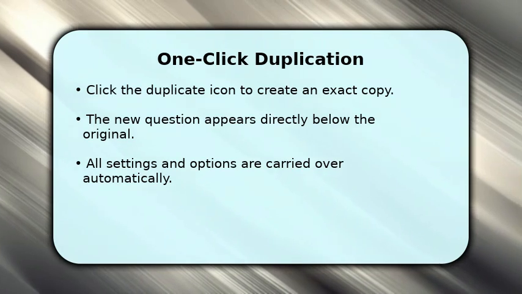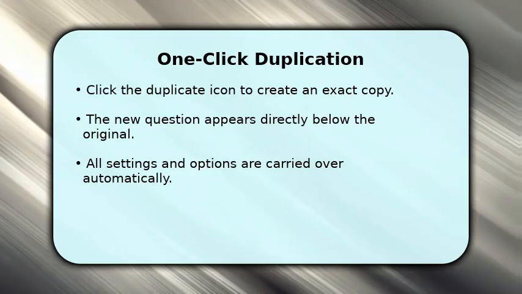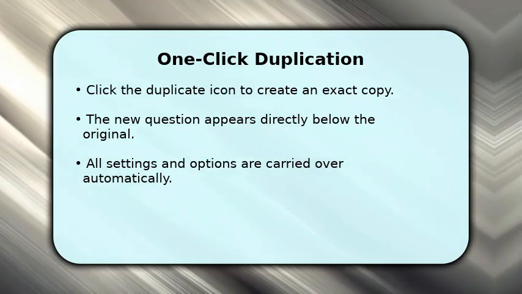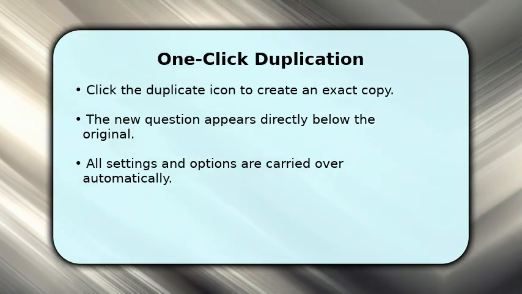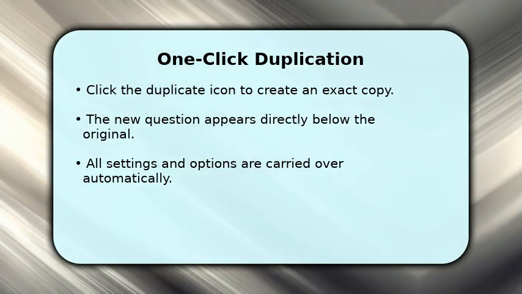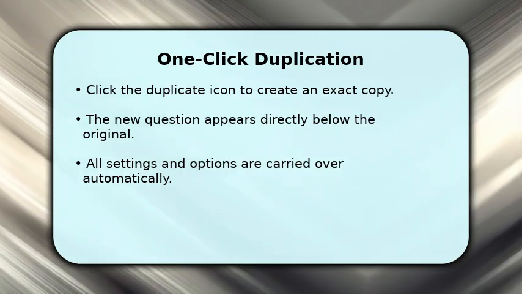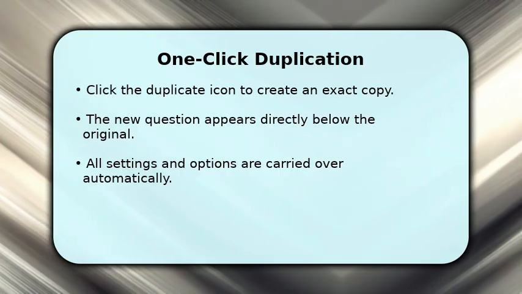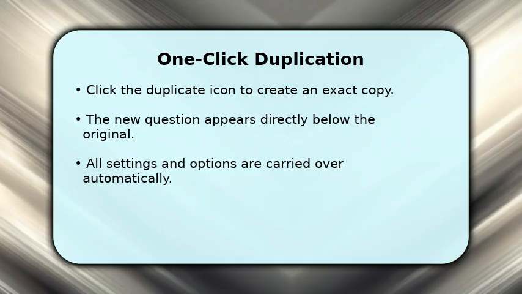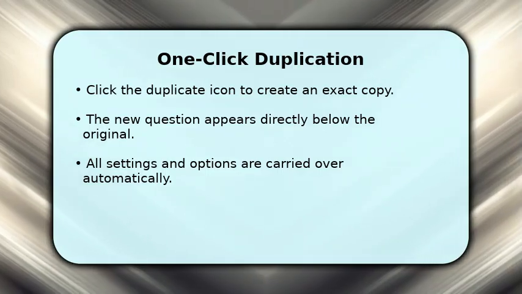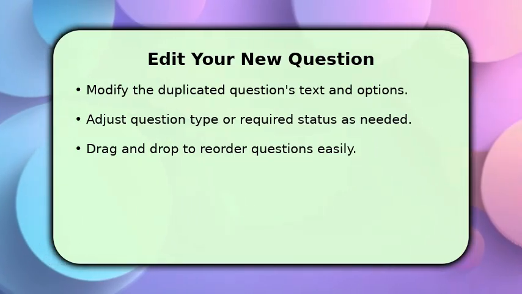Once you've selected your question, simply click the duplicate icon. Instantly, an exact copy of that question will appear right below the original. This includes all the question text, answer options, and any validation rules you've set. It's a one-click solution that ensures consistency and reduces manual entry, making your form creation process much more efficient and less prone to errors.